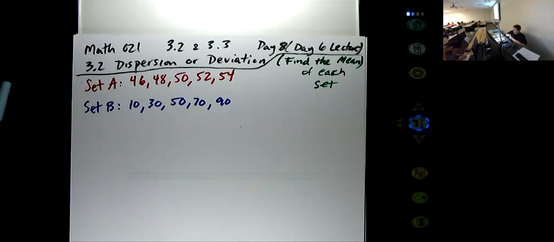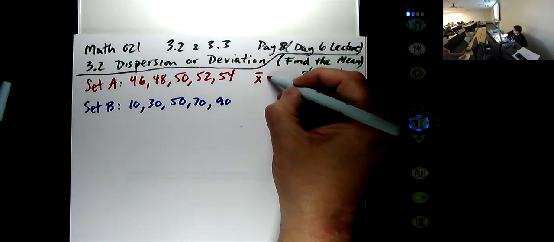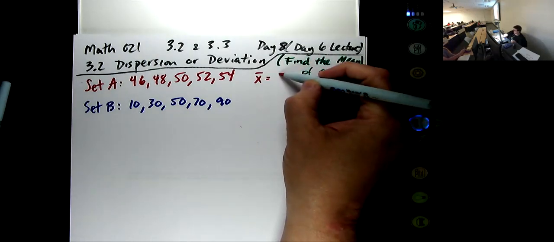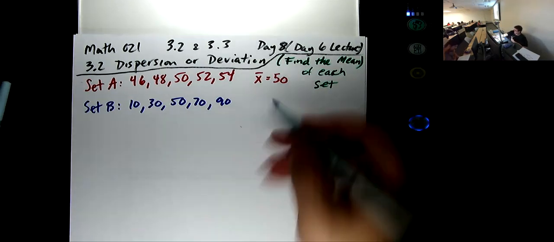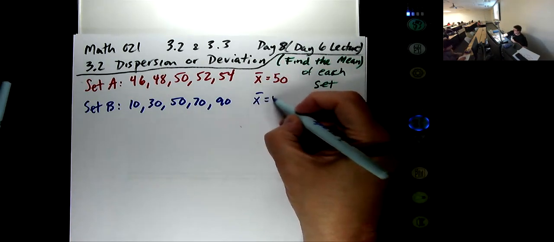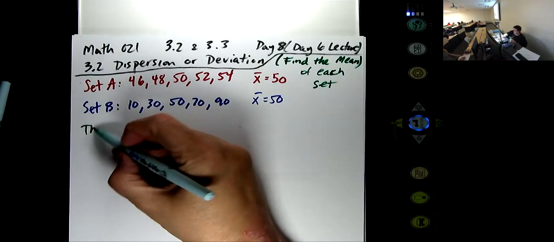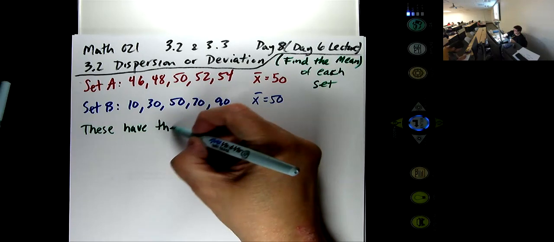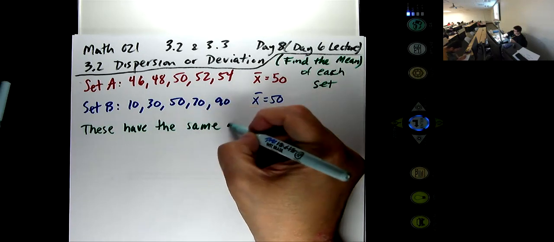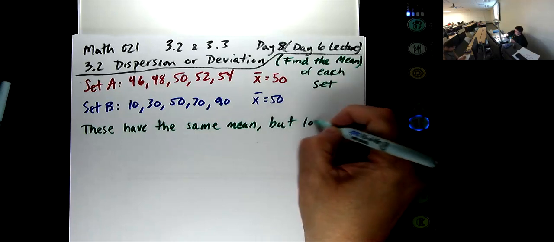So did anyone get the mean for set A? 50. What about set B? It's also 50, right? These have the same mean. But looking at the data, we can tell they are clearly different.